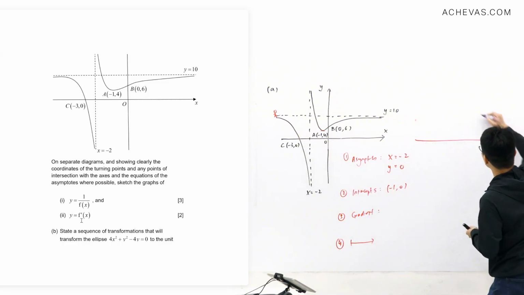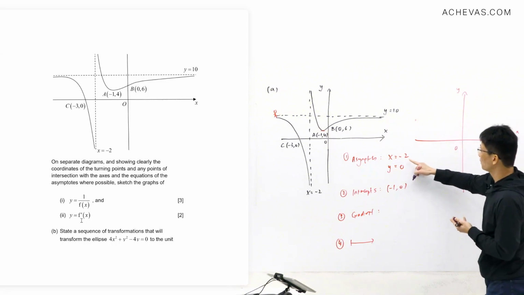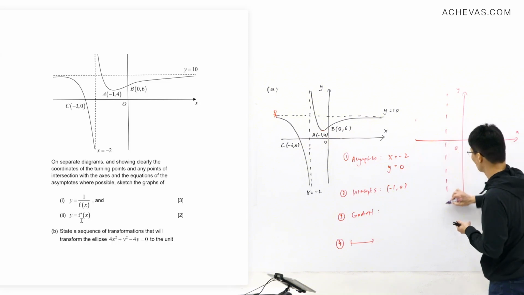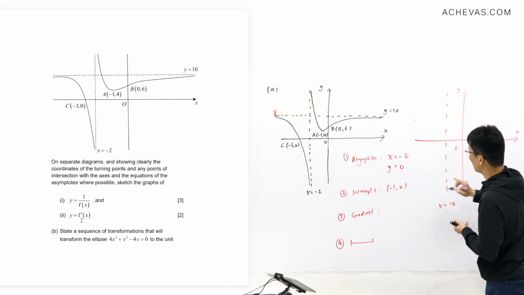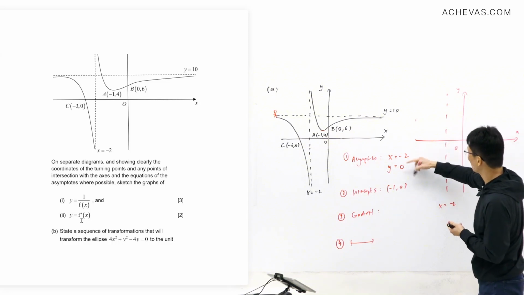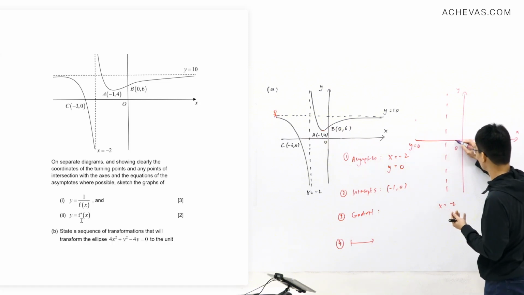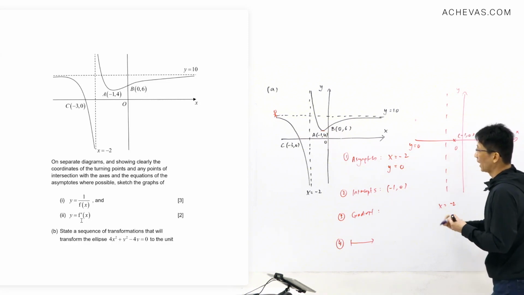First things first, we will again put in the key features on the graph. The first one is a vertical asymptote x equal to -2, so let's draw it first. And we will have a horizontal asymptote at y equal to 0. We will have one x-intercept at (-1, 0), which is somewhere here. So (-1, 0). All right.